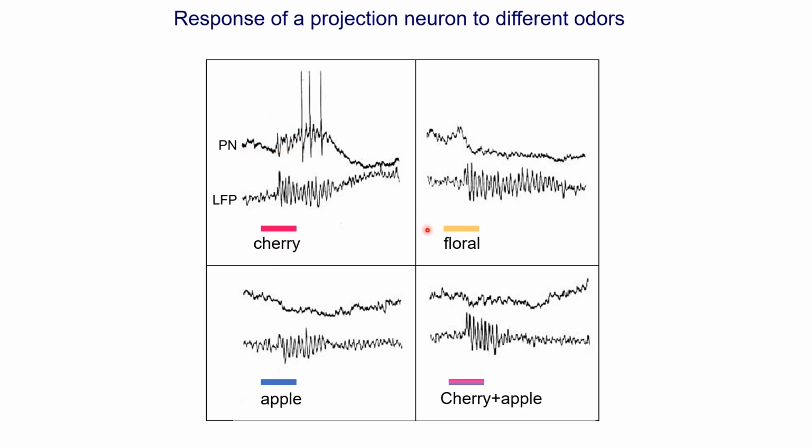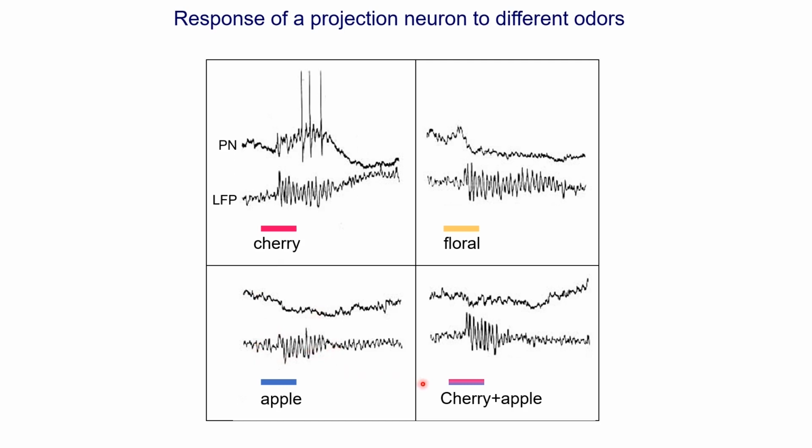Now later, when floral odor was given, we see that the same projection neuron was not responding to this odor. There are no action potentials here now. But there is still local field potential activity, which means that there is some activity in the overall PN population, even if this particular PN is not responding. So there must be other PNs that are responding to this odor. Similarly, for apple odor here, we see that there is no activity in this PN, but there is local field potential activity, which means that some other PNs must be active.